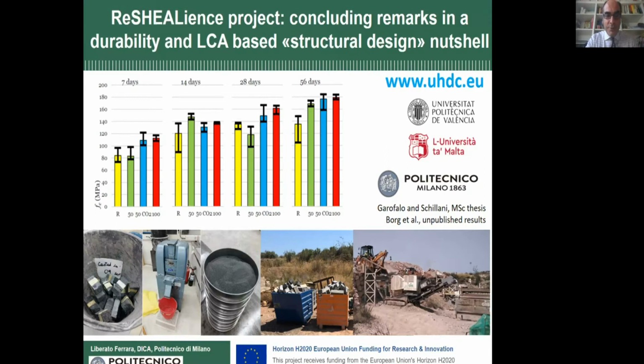But you can see, compare the yellow curve, which is a reference mix, with the other ones where we replaced 50% or even 100% of the natural sand with the same material, crushed and recycled. These materials have a lot of anhydrated binder. So if you use it as a sand, you can foster the further development of strength, even in the long term, and you can compensate for what generally happens when you use recycled aggregates in concrete, which is the reduction of the strength compared to natural aggregates.